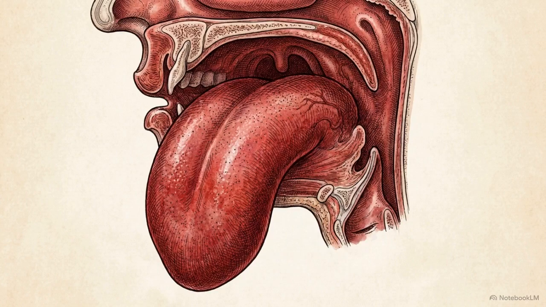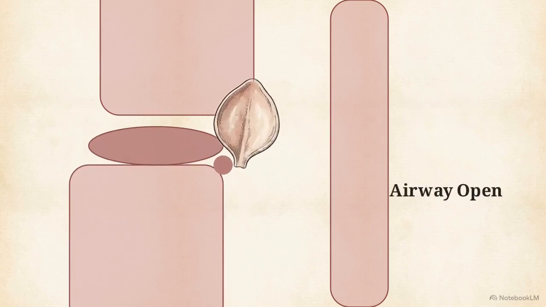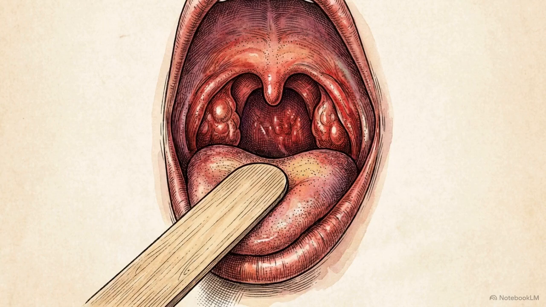The epiglottis becomes a heavy, inflamed mass. Swallowing becomes too painful to attempt, leading to drooling. To mechanically pull this mass away from the laryngeal inlet, the child instinctively adopts a tripod posture, leaning forward to keep the airway open. Examining the throat is dangerous here.